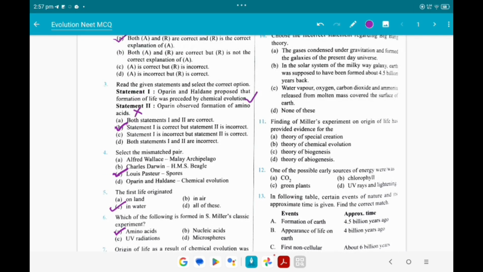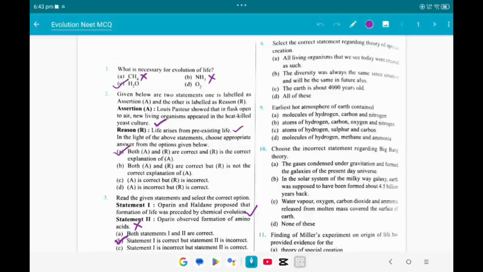Now, let us see question 8. Question 8 states, select the correct statement regarding theory of special creation. In case it looks a bit hazy, I am writing at the side. It will be special. Now you must remember regarding special creation, and if you find any kind of problem, you can refer to my evolution part 1 lecture. I'll share the link in the description.